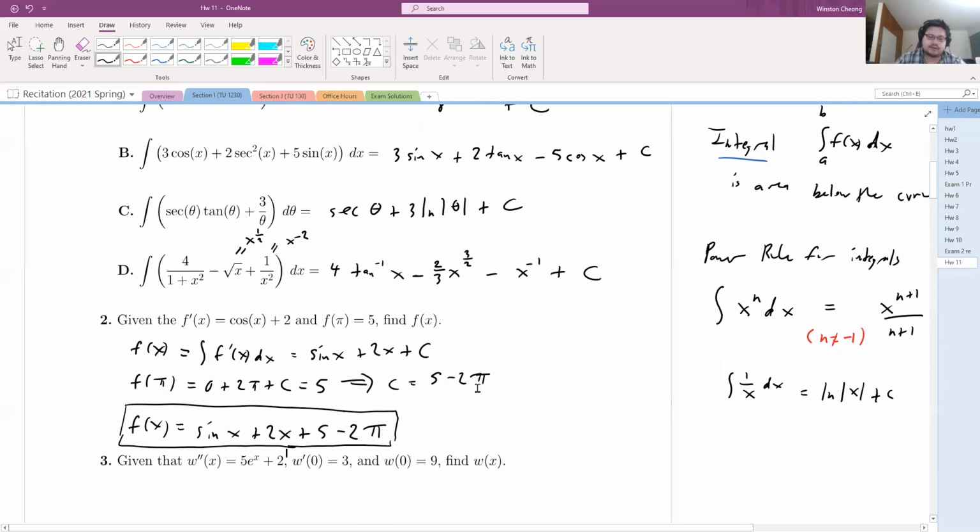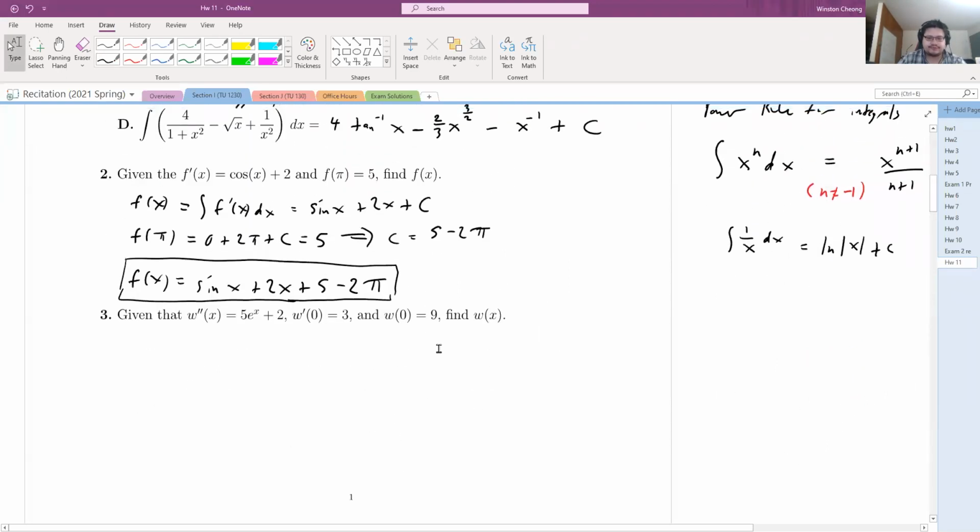And then number 3 is asking us to do the same process, but twice. We have a second derivative, and we want to go back to the original function w. So we need to integrate this twice, and it tells us these two conditions, both of which are going to fix the two different constants that'll show up. Usually we integrate this step by step, but sometimes it might make sense to do both integrals first and then solve for the constants. Here, we're just going to do it step by step.